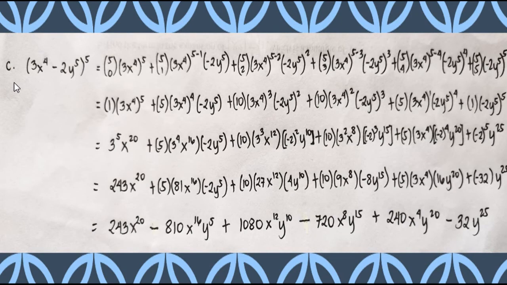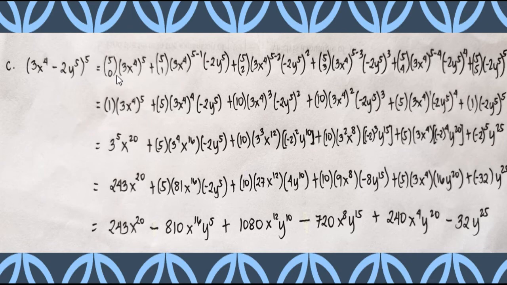Okay, letter C. 3x to the power of 4 minus 2y to the power of 5 quantity to the power of 5. Again, pareha gid siya nga pattern. The binomial theorem nga process. So, this time lang, atong A is 3x to the power of 4, nga siya power, ang atong variable x. Then, ang B is negative 2y to the power of 5. And then, the n na to is 5.